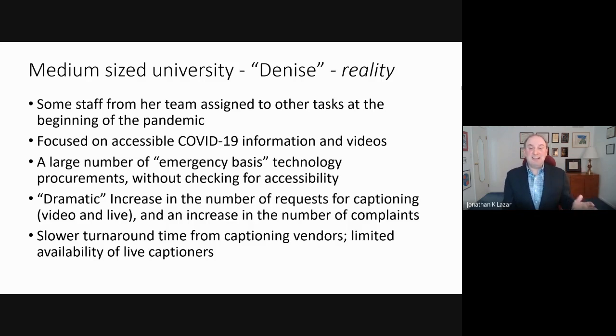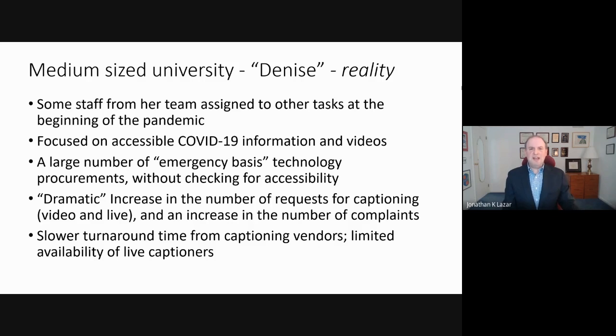Now, Denise noted that during the pandemic, and again, I had these interviews throughout the year, so these are summaries of things that they said at different points. But Denise kept noting the problem with emergency basis procurements, where there were technologies that were procured without going through all the normal checks involving accessibility. Denise also described a dramatic increase in the number of requests for captioning, both for captioning videos, for classes and things like that, for videos they want to put online, and also live captioning for events.